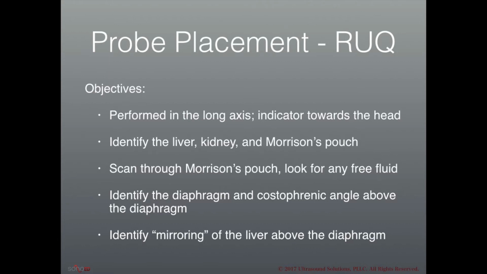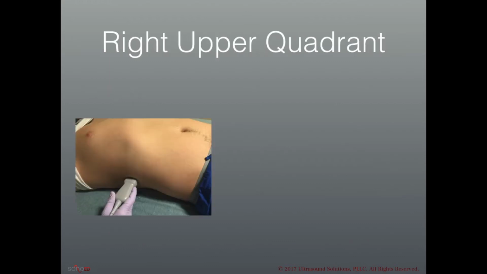We're going to perform this view in the long axis with the indicator of the probe towards the patient's head, as is standard. And we're going to identify several structures: the liver, the kidney, and the space in between them, which is Morrison's pouch. We're going to scan through this pouch looking for any free fluid, which should be black if it's acute blood. We're also going to identify the diaphragm and the costophrenic angle above the diaphragm. And we're going to look for mirroring artifact of the liver above the diaphragm. If you recall from the introductory lecture, this is a normal finding.